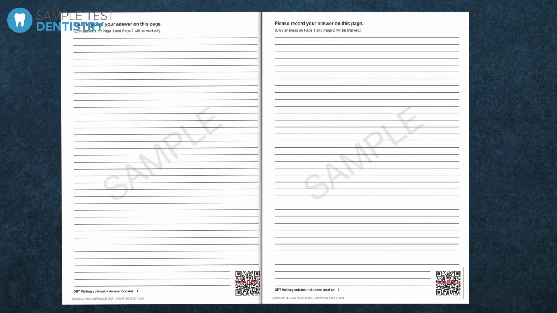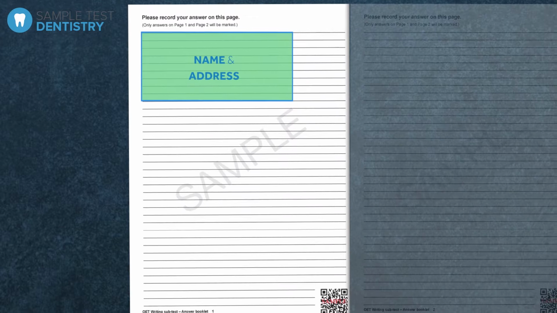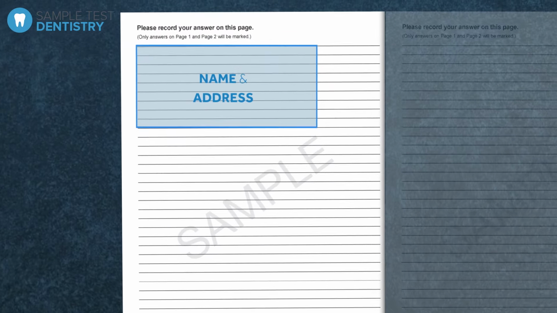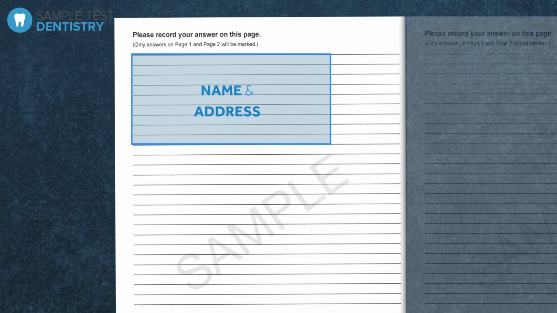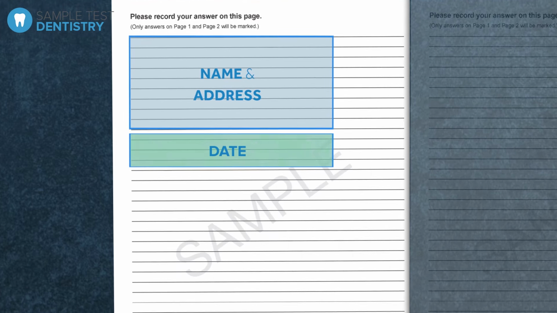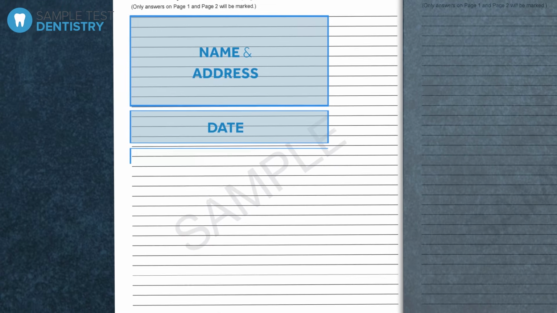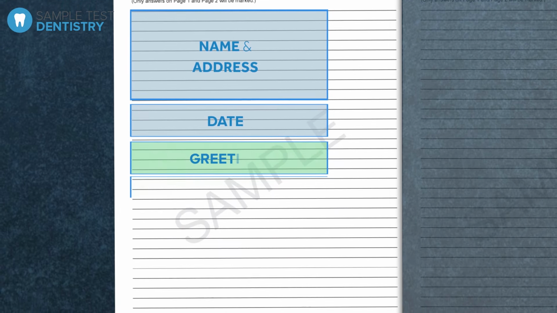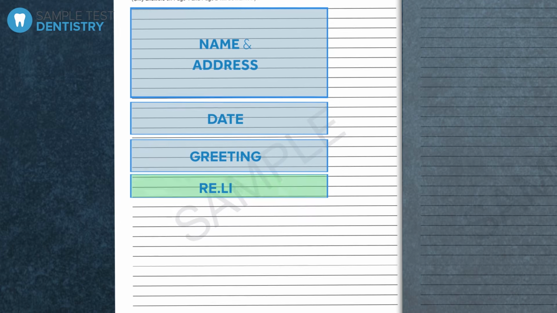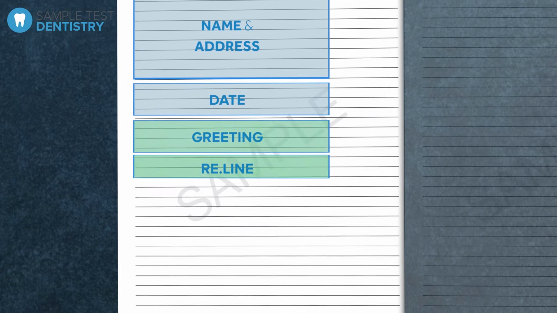Opening my answer booklet, I'm going to start with the reader's name and the address, which I can copy directly from the writing task. Underneath this, I will add the date, which is today in the case notes, the 30th of August 2019. Next comes my greeting, Dear Ms. Dennis, followed by the RE line. And remember, the order of the greeting and the RE line can be reversed if you prefer.